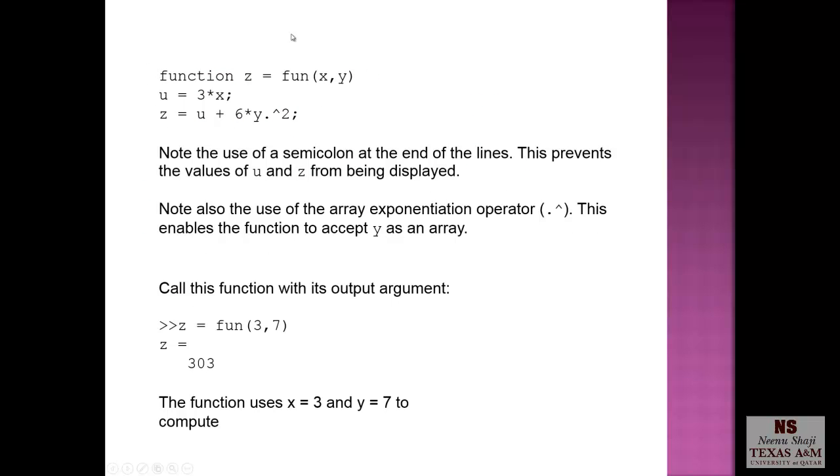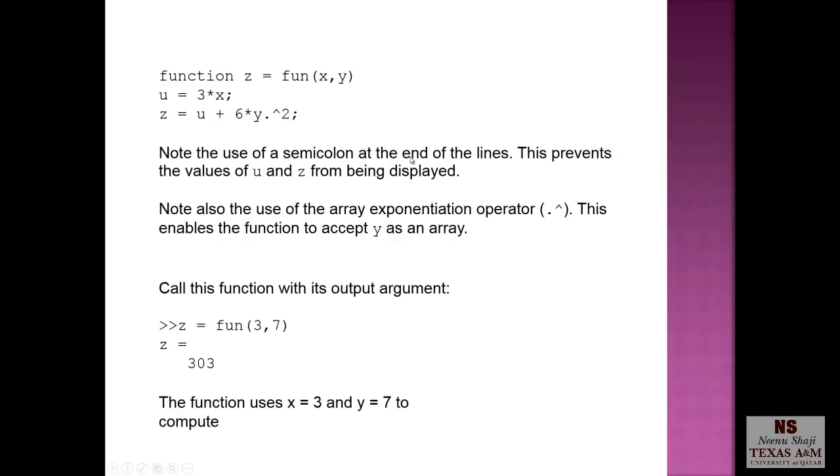Here is a function file. You have function z equals fun of x comma y, which means z is the name of the output and the input variables are x and y. The name of the function is fun. Now we have two outputs here. u is equal to 3 times x, but we'll be using u to evaluate z. So z is equal to u plus 6 times y square.